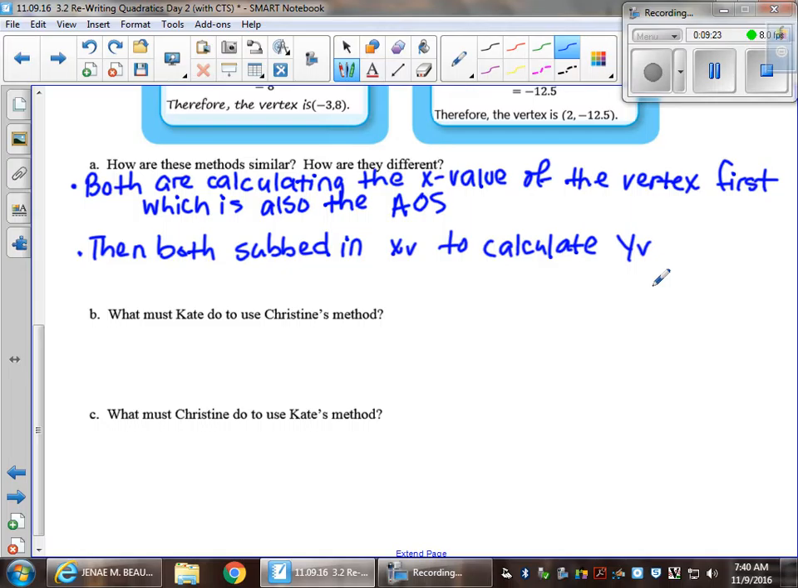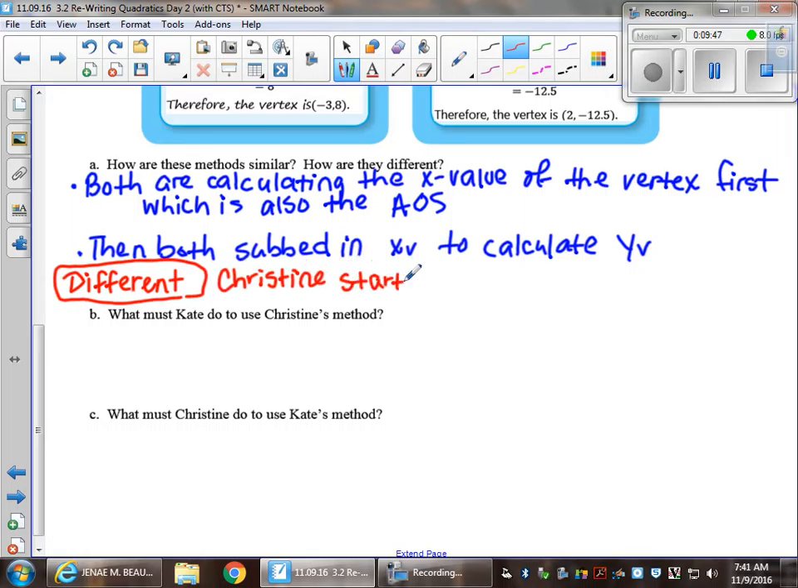Yes. One is standard form and the other is... Very good. So different. Where they started was different. On the left, what's Christine starting with? Yep. So Christine is starting with standard form. And how about Kate? Very good.